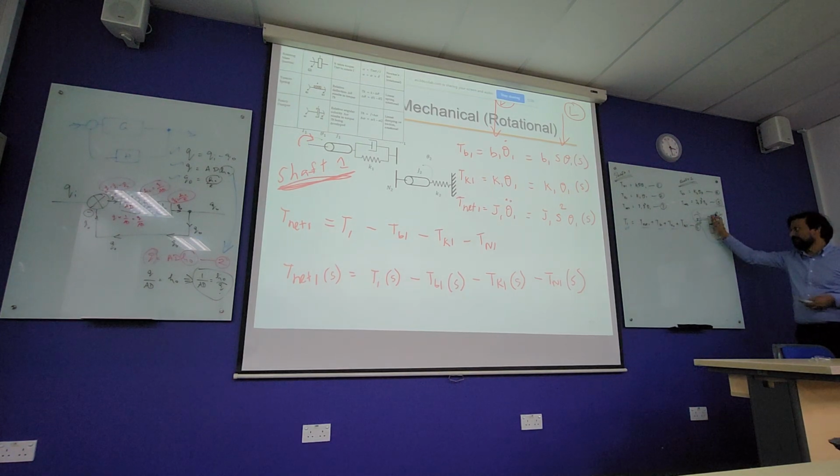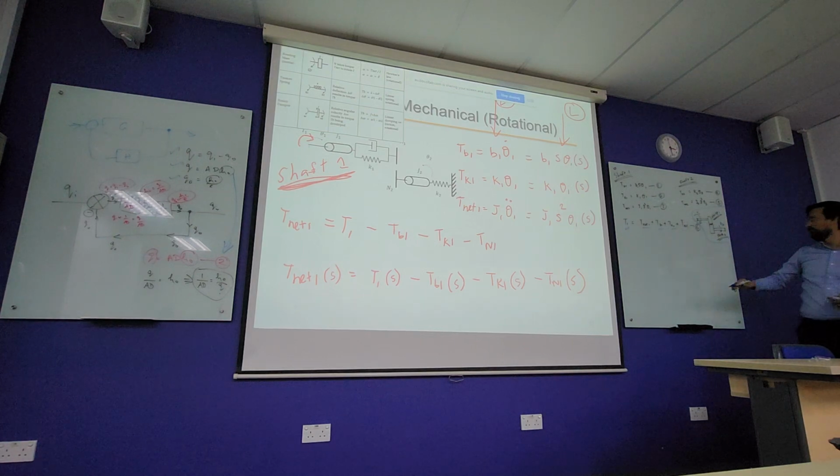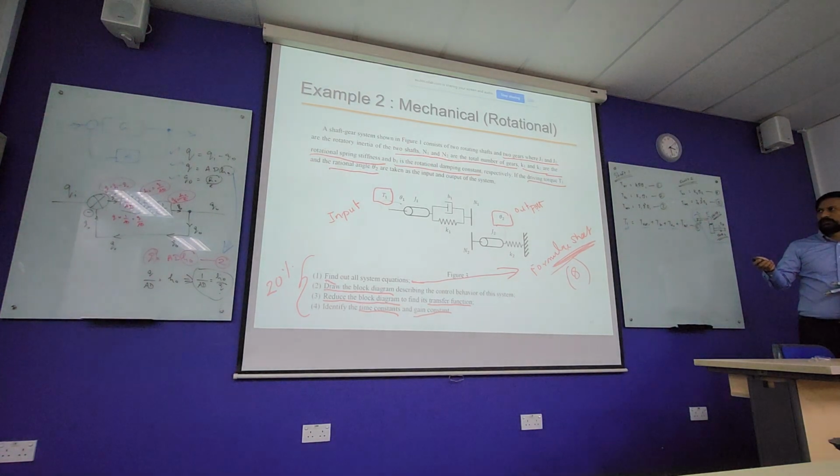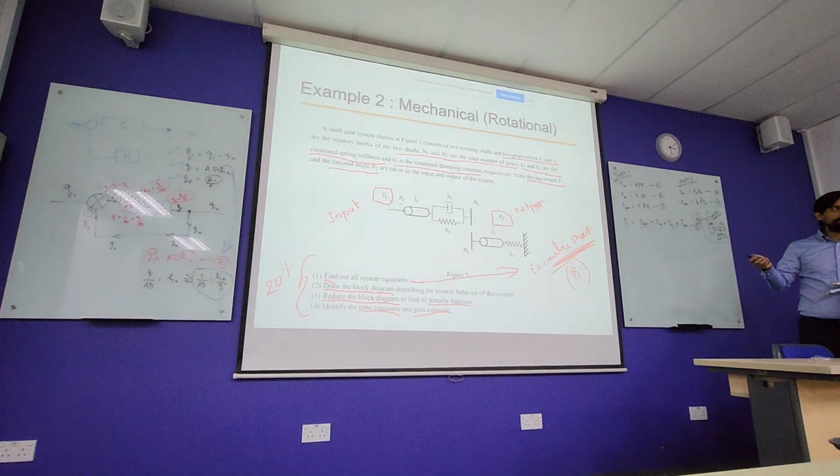Again, shaft 1 is 1 line, but you need to notice whether N1 is specified in the question. N1, N2 are the total number of gears, so they specify it in the question. Here they just specify a line N1. So that's the difference between a linear system and a rotational system. A rotational system you just need to look at more carefully, whereas the linear is straightforward.